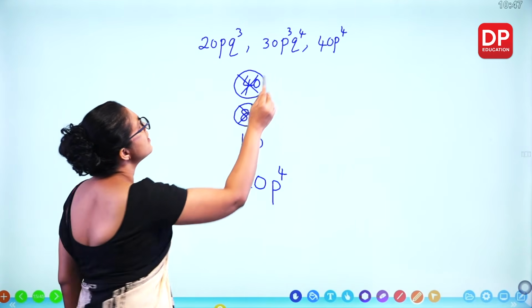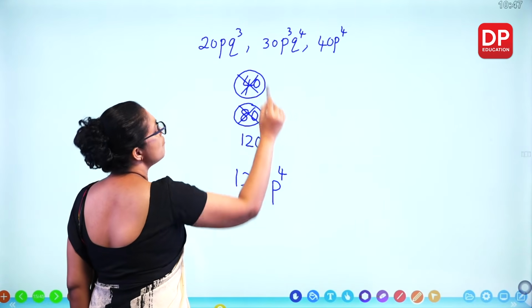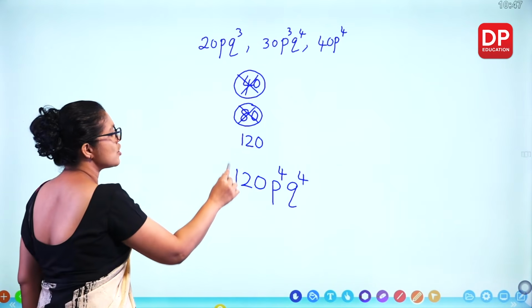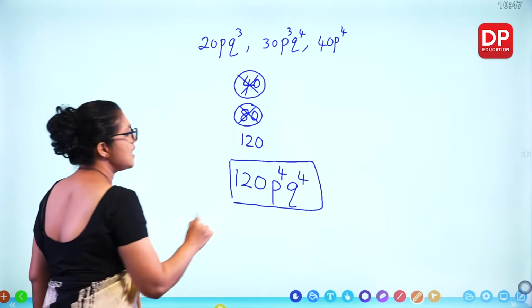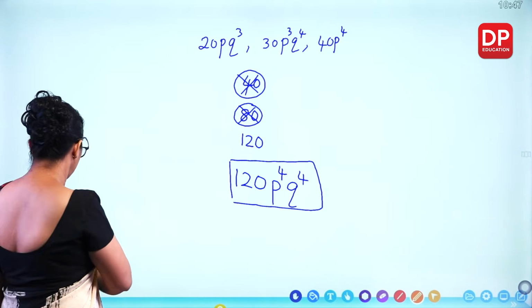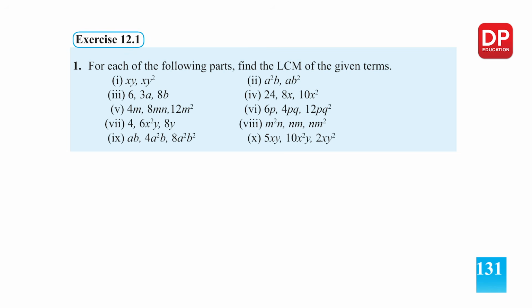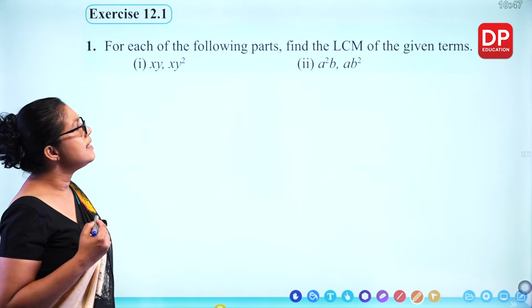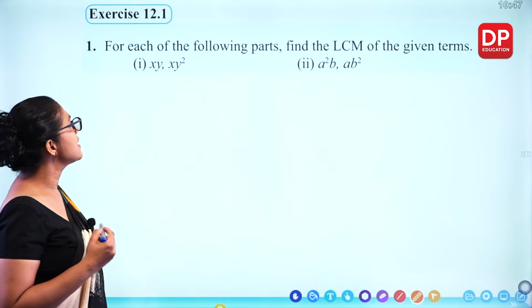Q, you get power 4. So the least common multiple of this expression is 120 p to the power 4 q to the power 4. Now we'll take exercise 12.1 in your textbook, and they're asking to find the least common multiple of the given terms.